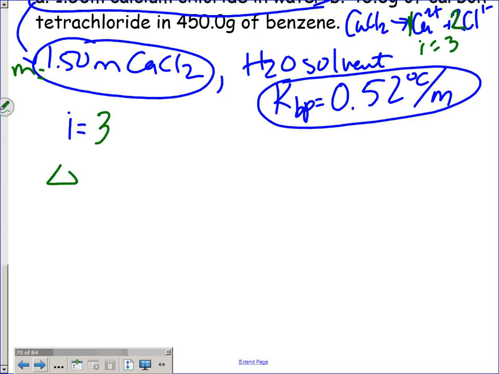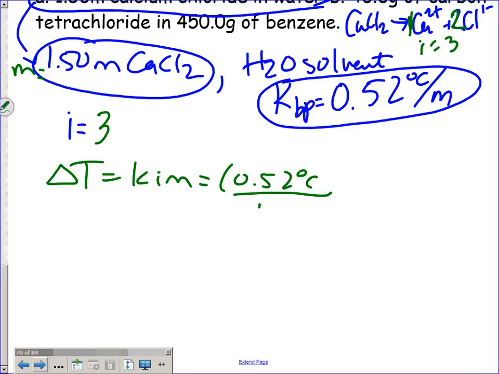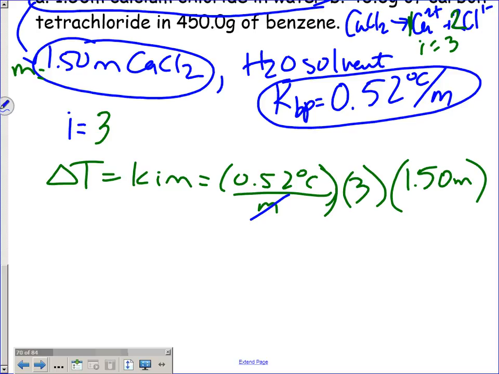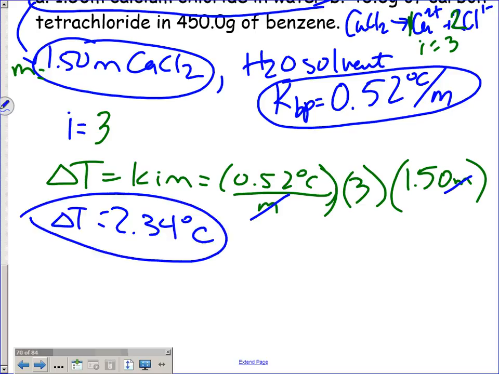So K is 0.52 degrees C per molal. i is unitless, which is awesome, right? We just put the number of 3 there to say that there are 3 ions formed. M is 1.50 molal. What units cancel? Molal, so molal and molal. So degrees Celsius is good because our temperature should be in a degree Celsius. So what is this, by the way? 2.34 degrees C. All right, is that my final answer?